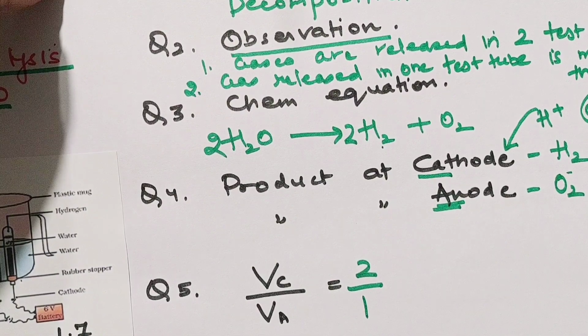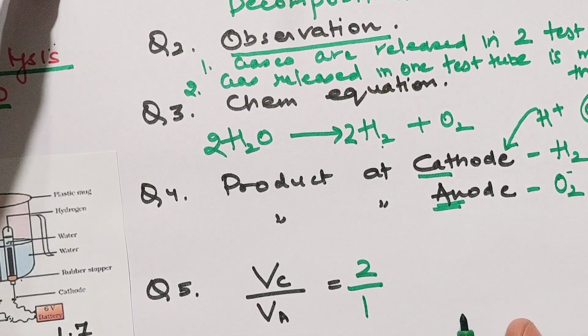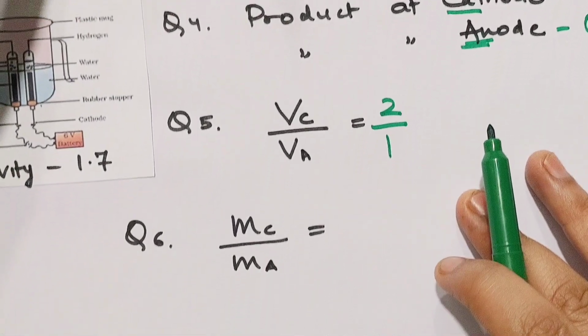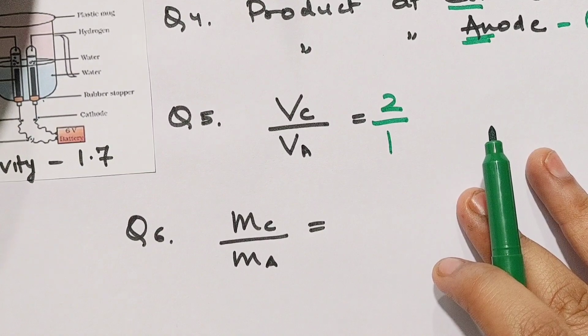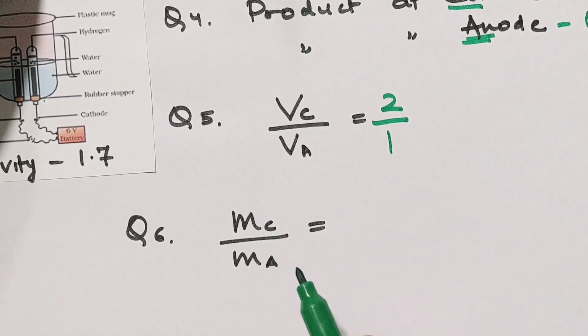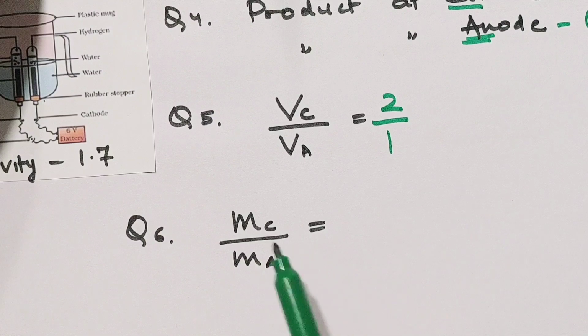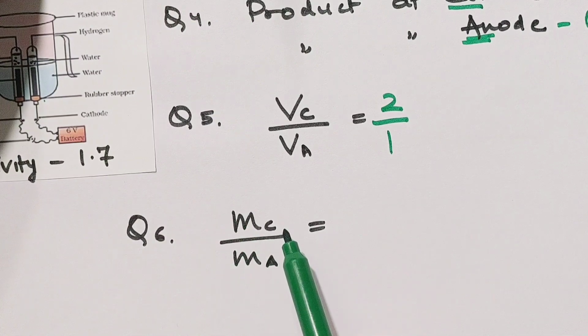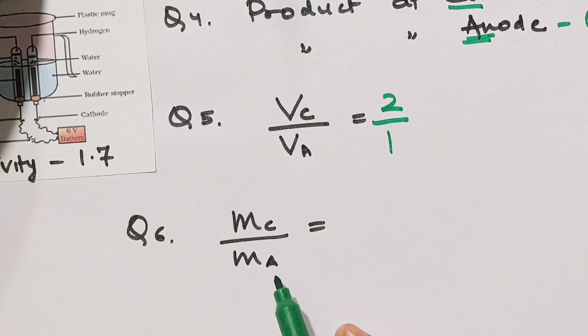Now that was the easy ratio. There is another ratio that may be asked. Mc by Ma. Mc means mass of the gas released at cathode and Ma means mass of the gas released at anode.